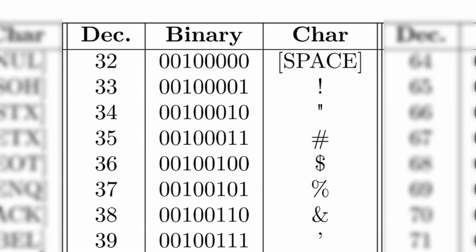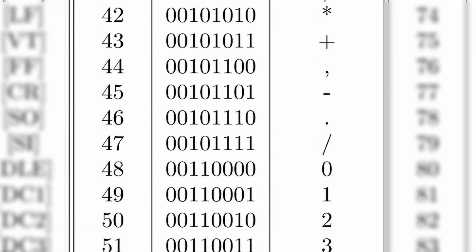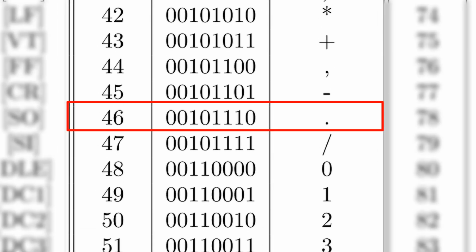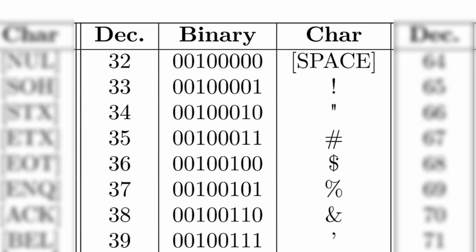ASCII also assigns codes to punctuation marks. The exclamation mark has the decimal code 33. The full stop has the decimal code 46. The question mark has the decimal code 63. Even the space has its own code, which is 32. A space may look like nothing on the screen, but it is still a character that must be stored.